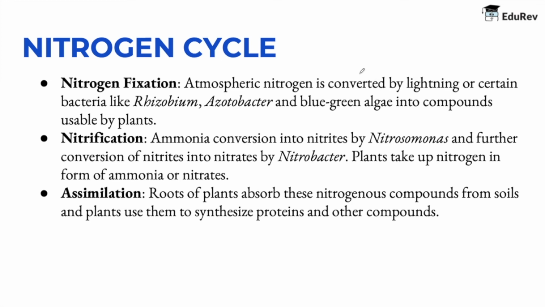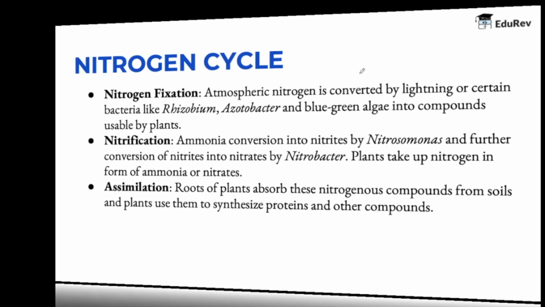Next, we have nitrification. Ammonia converts into nitrites by Nitrosomonas and then nitrites are further converted into nitrates by Nitrobacter. Plants take up nitrogen in the form of ammonia or nitrates. Assimilation: roots of plants absorb these nitrogen compounds from soil, and plants use them to synthesize proteins and other compounds. Animals feeding on plants get these proteins and nitrogen compounds.